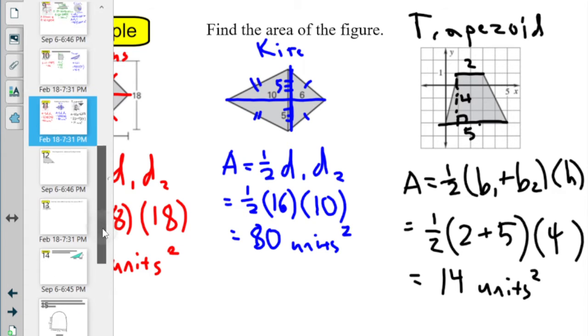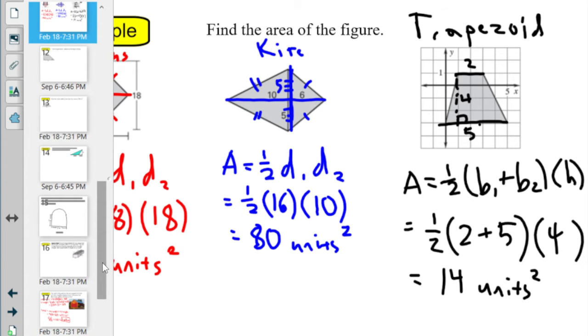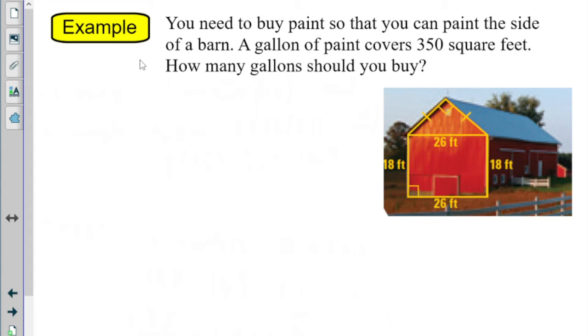Let's do this one. You need to buy paint so that you can paint the side of a barn. A gallon of paint covers 350 square feet. How many gallons should you buy? So we're wanting to know how much paint we need to paint the side of a barn. Is that a perimeter question or an area question? That's an area question. We want to know how much space we need to paint something.